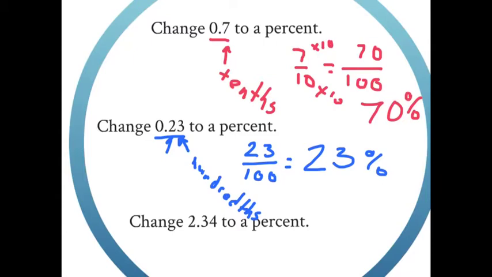Our last one, we want to change 2 and 34 hundredths to a percent. So we can say that this is the mixed number 2 whole and 34 hundredths. Well, percents are going to be fractions, so we need to change it to a fraction. So we do 2 times 100 plus 34 makes 234 out of 100. So our final answer is going to be 234%.